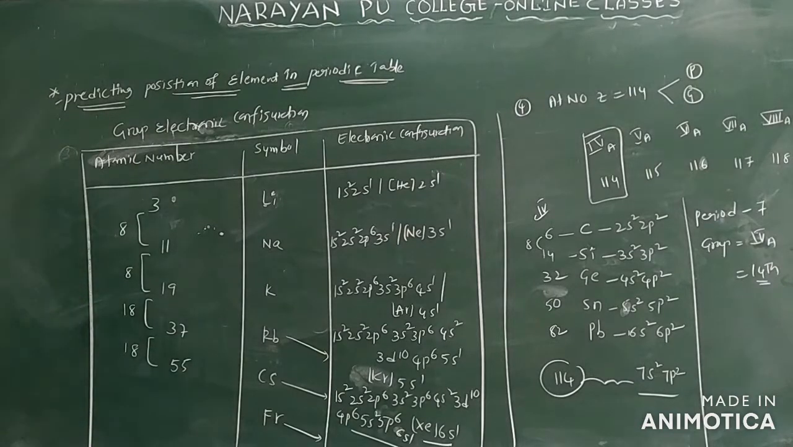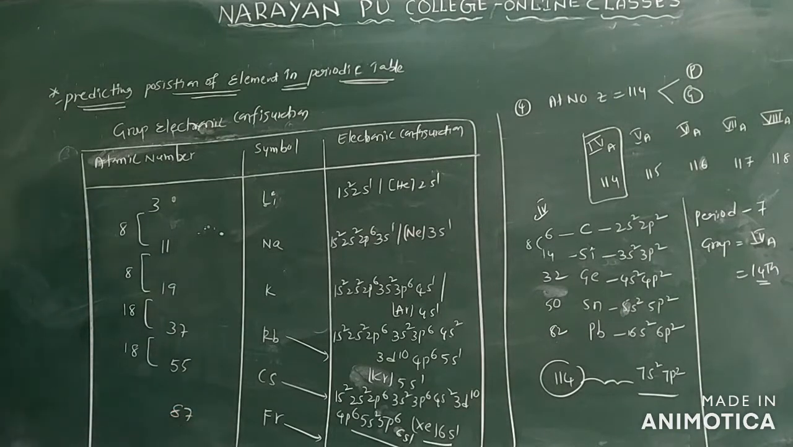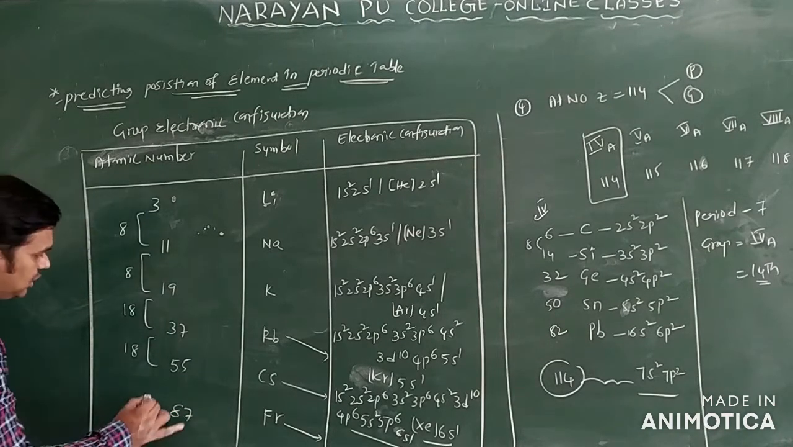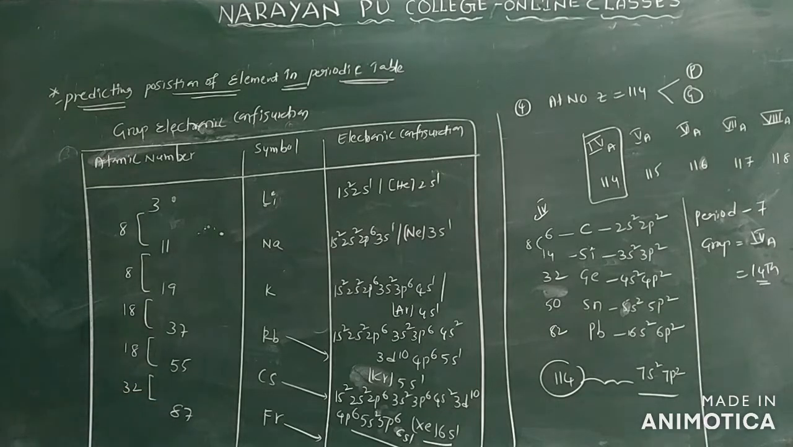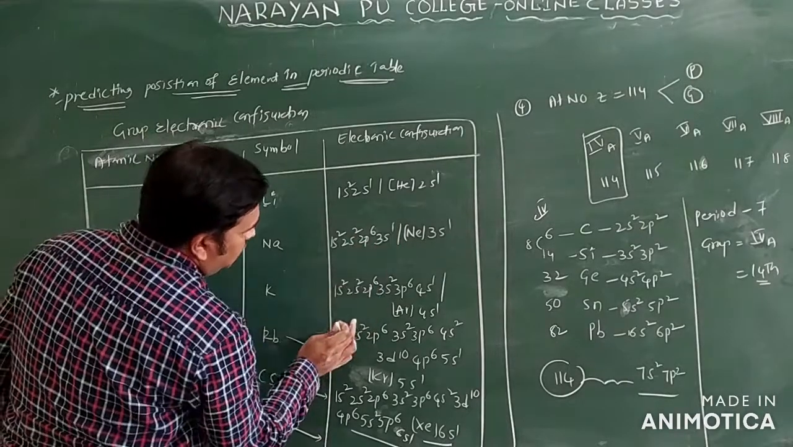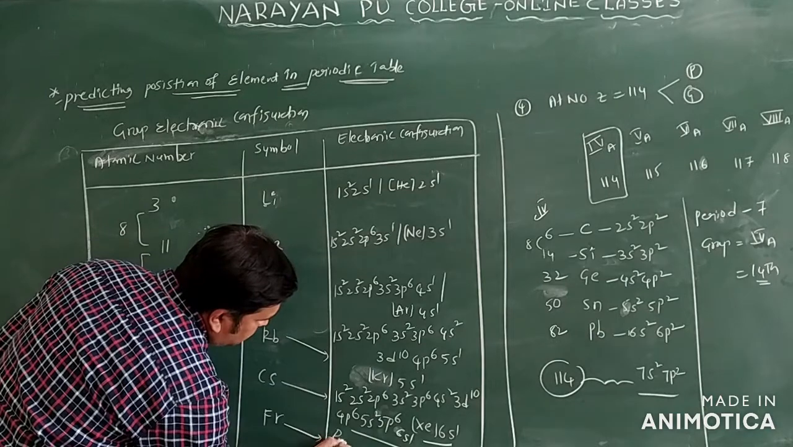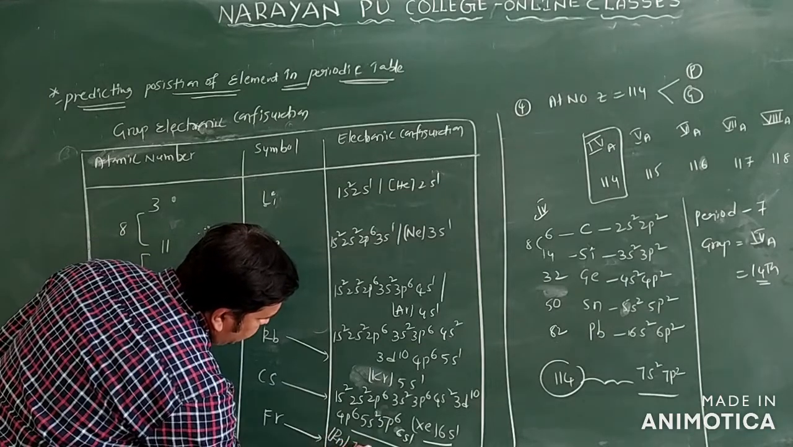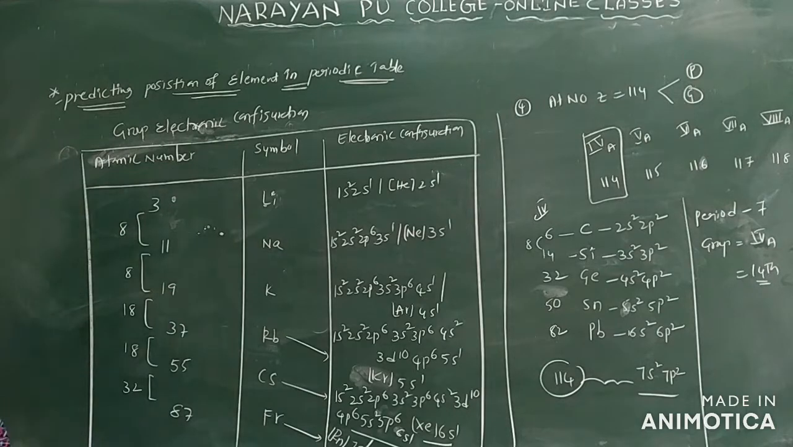And the last one we have is francium. I will write the atomic number, 87. What is the difference I will write here? 32. This is the francium configuration. So simply how can I write it? Helium, neon, argon, krypton, xenon, and I will write radon 7s1 only. This is the configuration of francium, using radon.